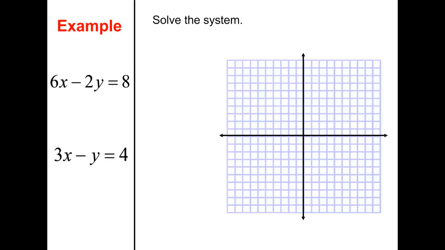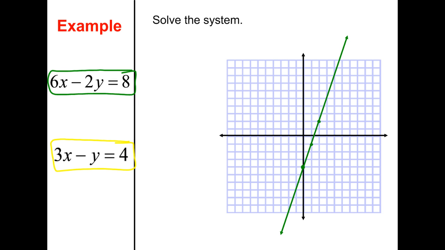Now let's try this one. I'm going to graph the first line. I'm going to graph it in green for you. And there's my graph. And I'm going to graph this next one. Let's go with this one being yellow. It's going to be kind of hard to see, but you'll see why I'm doing it in yellow in a second. I'm going to graph that one in yellow.